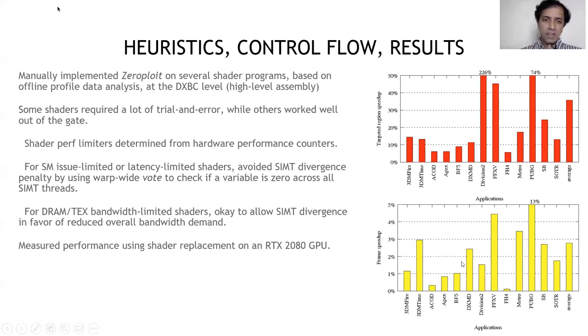We found that on an RTX 2080 GPU, our manually transformed shaders performed quite well. We got about 3% average speedup at the whole frame level, and at the individual targeted shader level, we got a 36% average speedup.